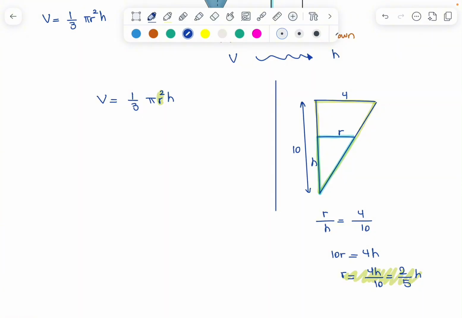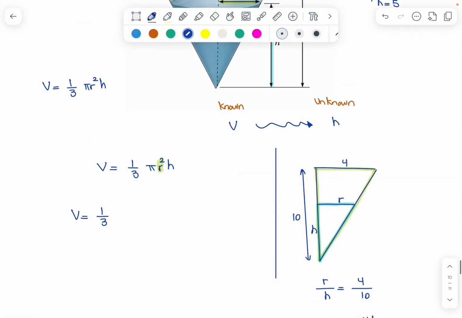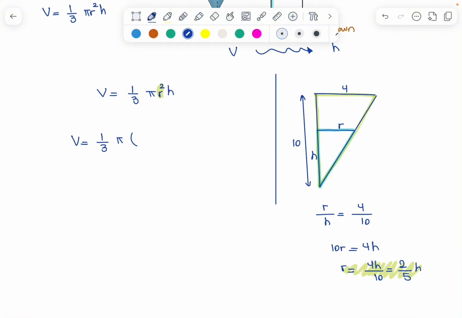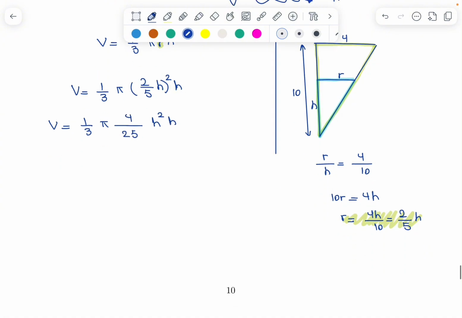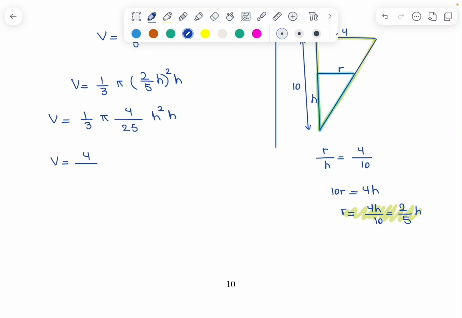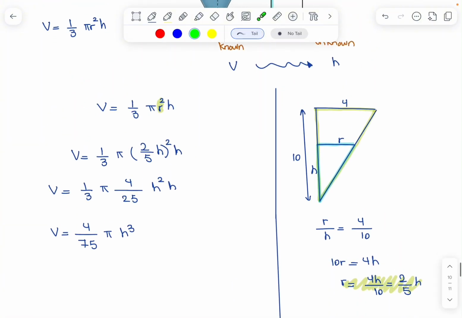Now we go back to the relationship between V and h. In the volume formula for the cone, instead of r, you can use 2/5 times h. So this relationship would be V equals 1/3 pi times (2/5 h) squared times h. Therefore, V would be 1/3 pi times 4/25 h squared times h. So V would be 4/75 pi h cubed. Therefore, you could find the relationship between the known and unknown variable.